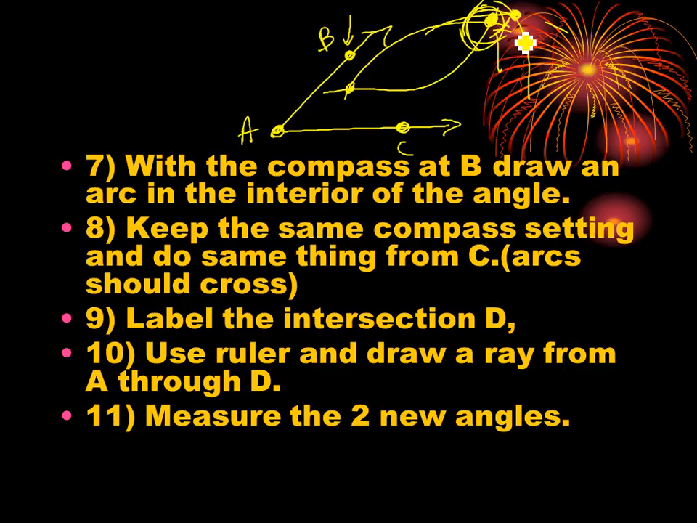You label it what? D. So put a D out there. Then what do you do? Take your ruler, draw a ray from A through D.